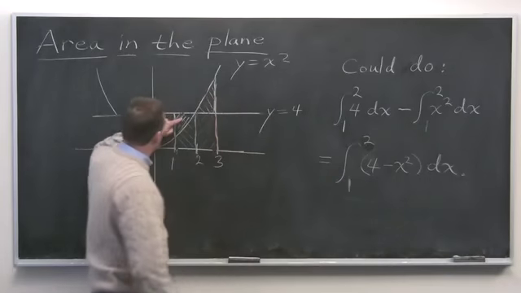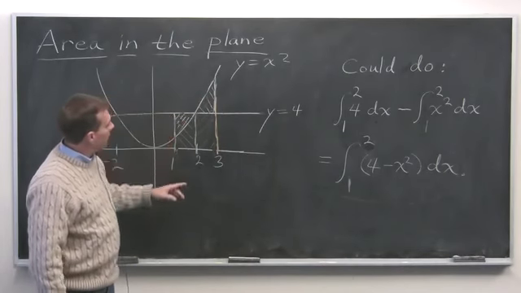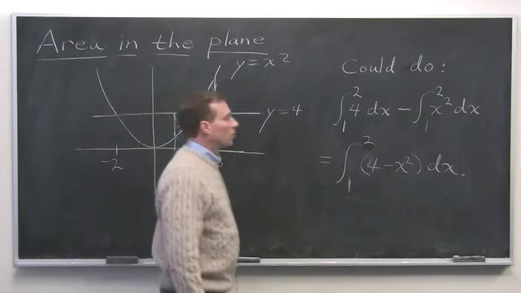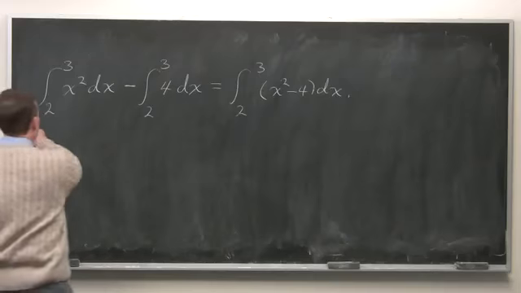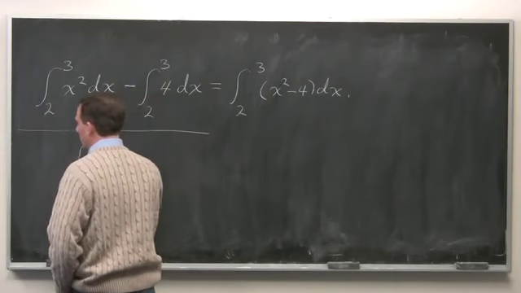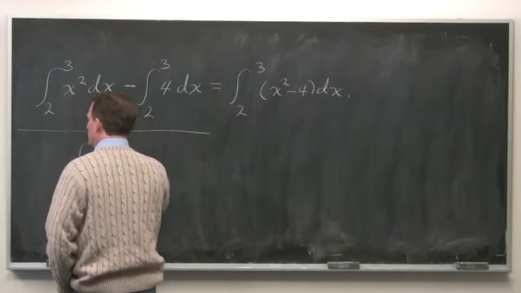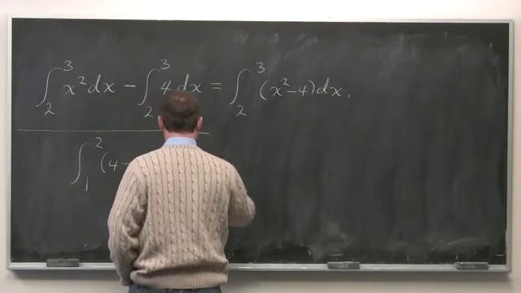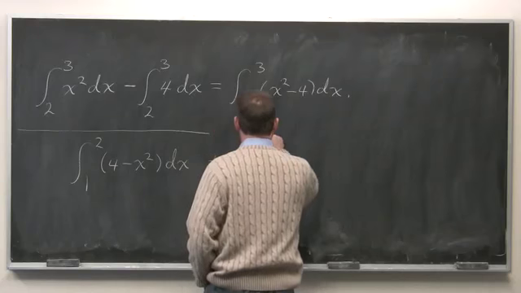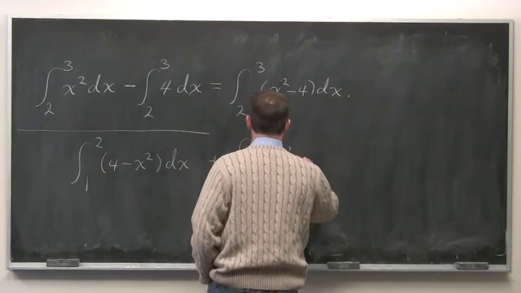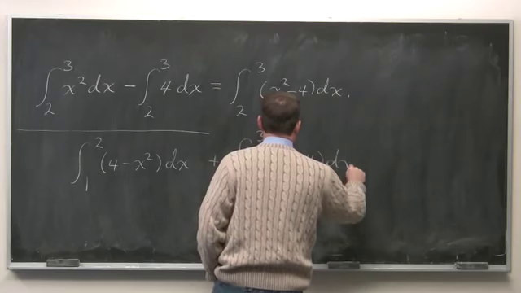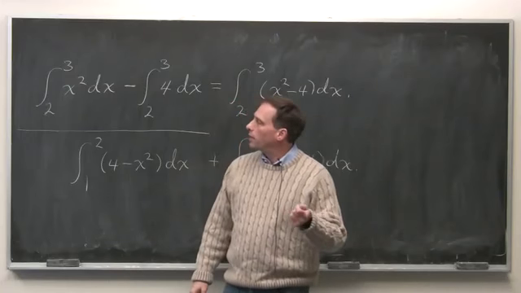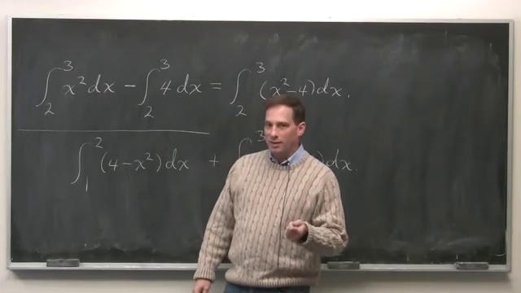This integral would give us that area, and the other integral would give us this other area, and then we would add them. So what we want to look at is the integral from 1 to 2 of 4 minus x squared dx plus the integral from 2 to 3 of x squared minus 4 dx. Now we can calculate these easily, and I will, but I want to say something else first.